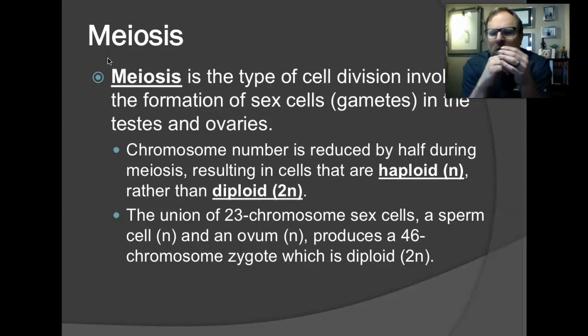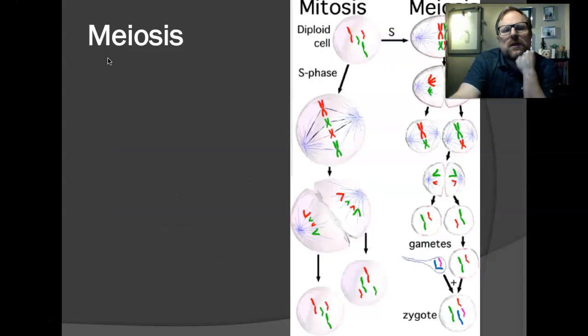The union of those 23 chromosome sex cells, a sperm cell and an ovum, produces a 46 chromosome zygote, which we consider to be diploid when we're done.